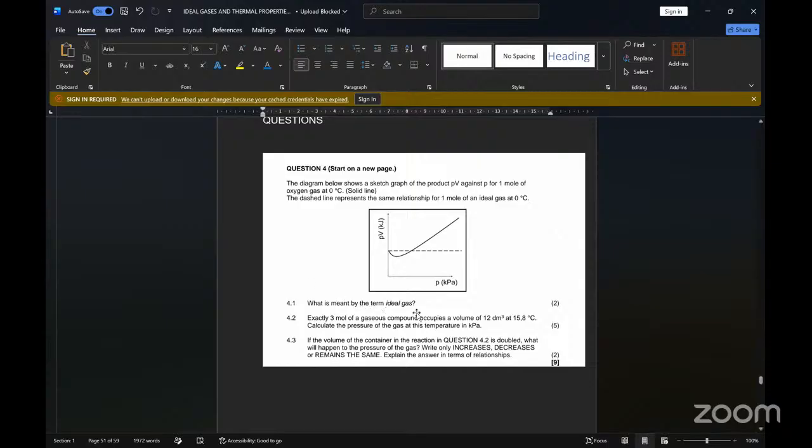So what is meant by the term ideal gas? You go and define this one. You say an ideal gas is a gas that obeys the formula PV is equal to, you can say KT, or you can say PV is equal to nRT under all conditions of temperature and pressure. That is an ideal gas.